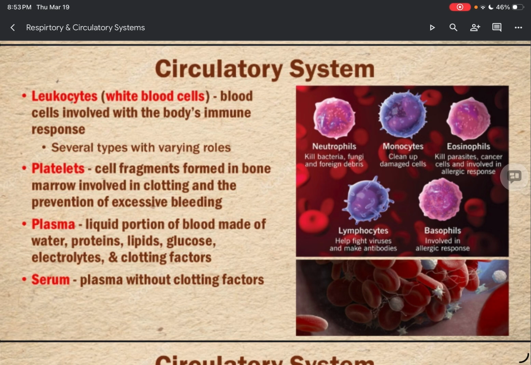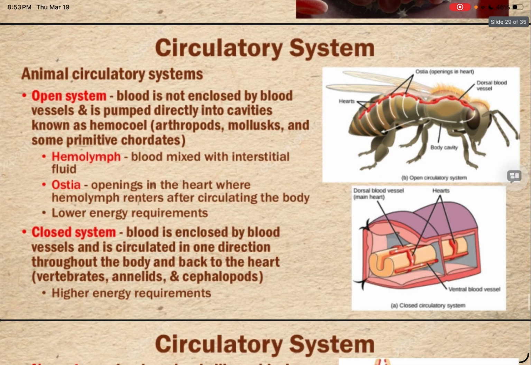And then plasma. Plasma is the liquid portion of blood, which is made of water, proteins, lipids, glucose, electrolytes, and clotting factors. And then serum is just plasma without clotting factors.